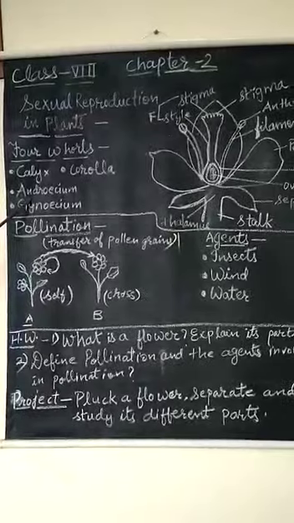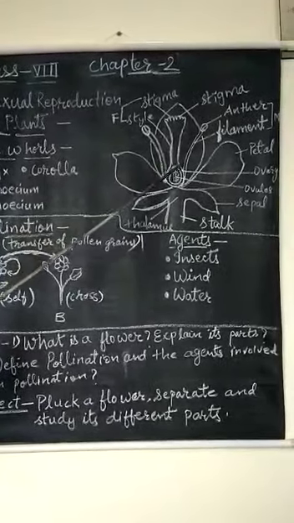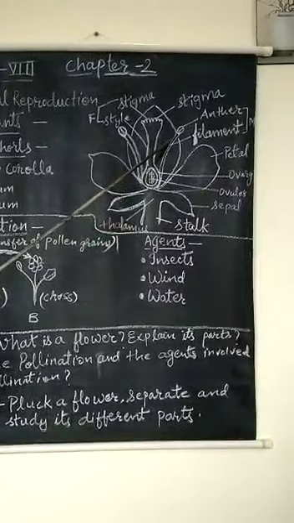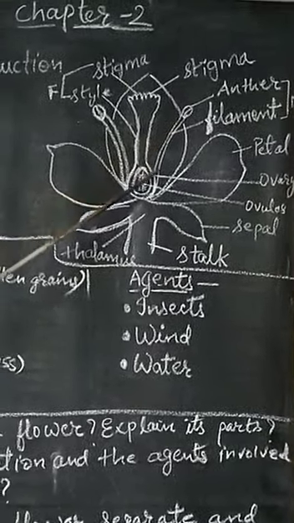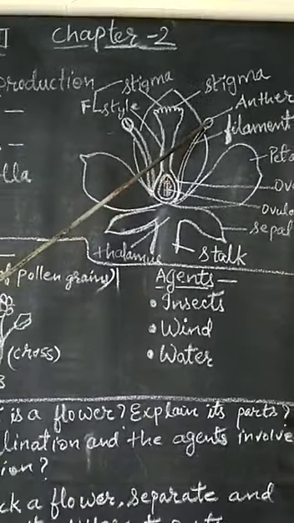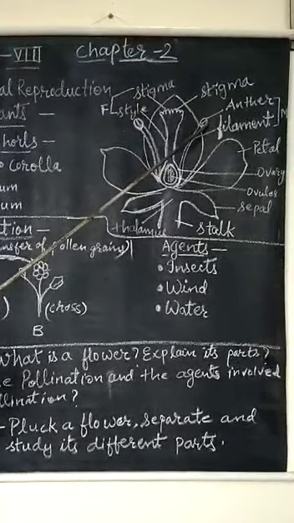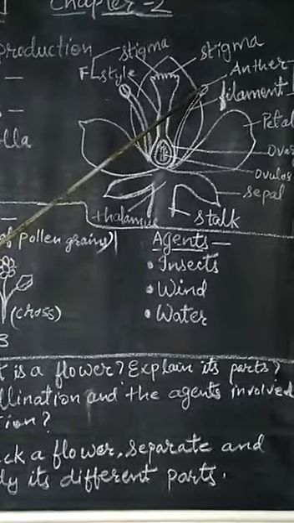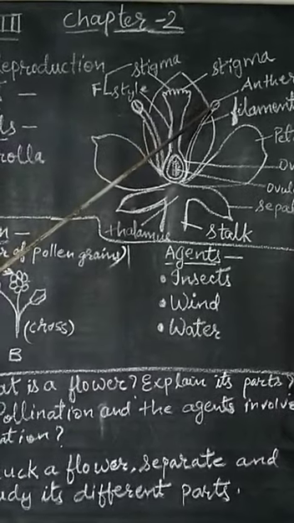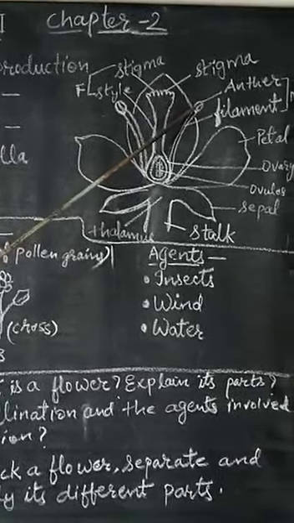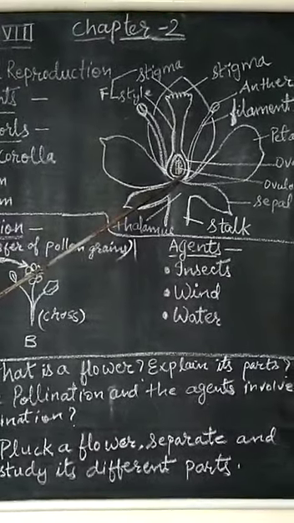The third part, that is the male part of the flower, is androecium. It has 2 parts, anther and filament. A single unit is called stamen. Anther, you can see here, is a lobe-like structure and it is bilobed. 2 lobes are there, and in this pollen sacs are formed. Pollen sacs means the place where pollen grains are formed. And this is the filament, through which it is attached to the flower.